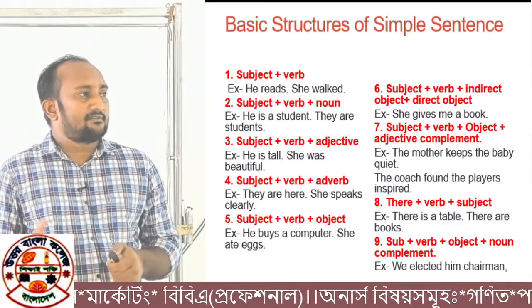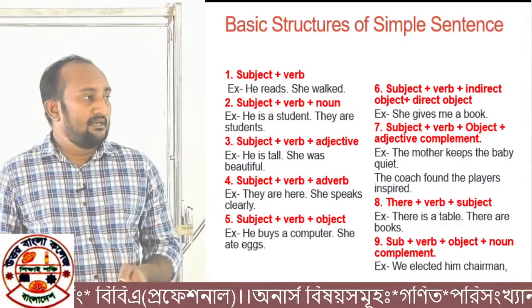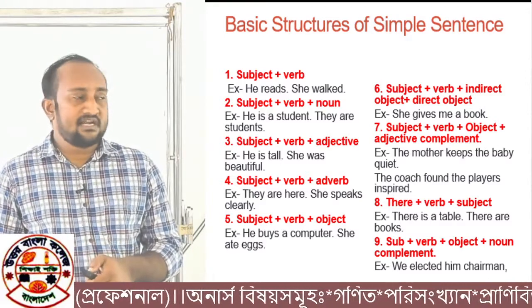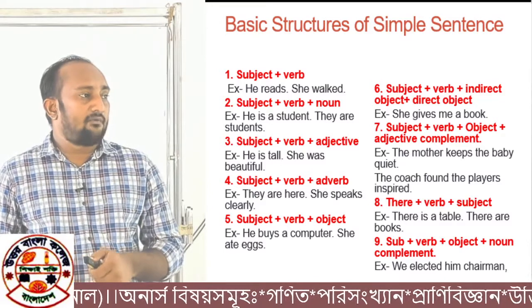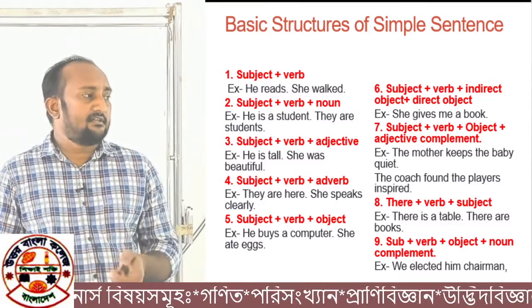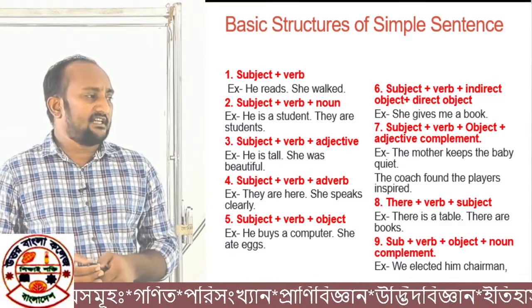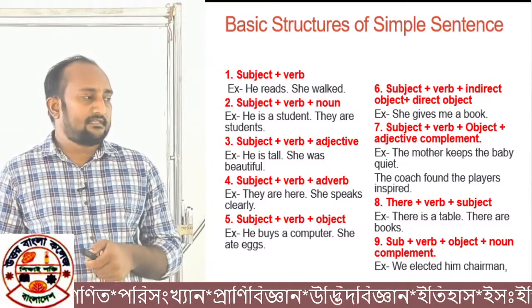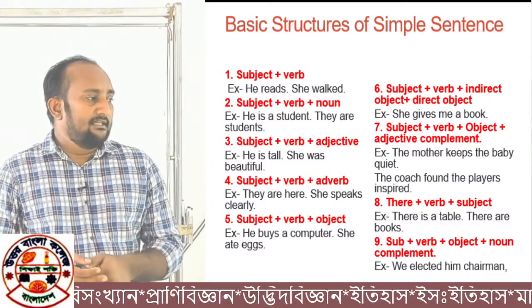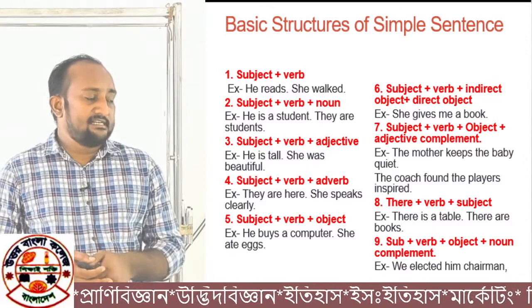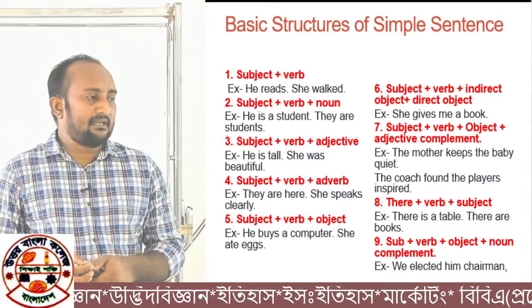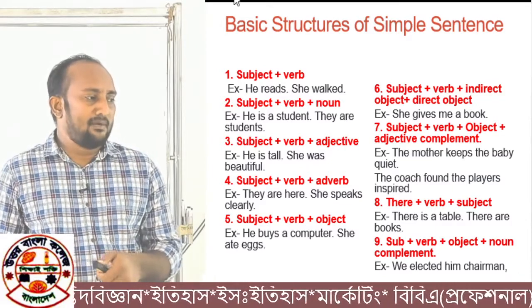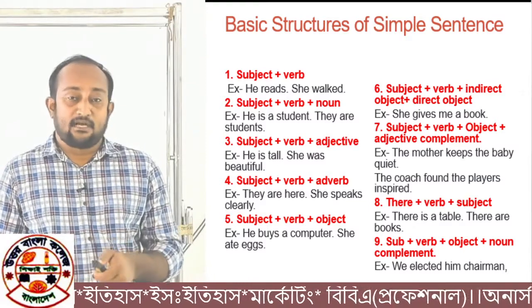And then subject plus verb plus object plus adjective complement: the mother keeps the baby quiet, the coach found the players inspired. Then structure 8, there plus verb plus subject: there is a table, there are books. Then structure 9, subject plus verb plus object plus noun complement: we elected him chairman.